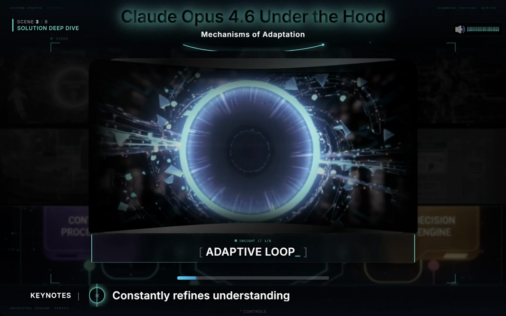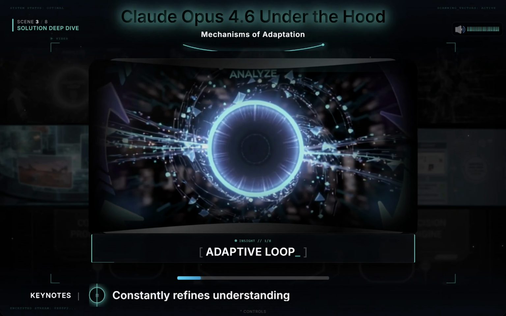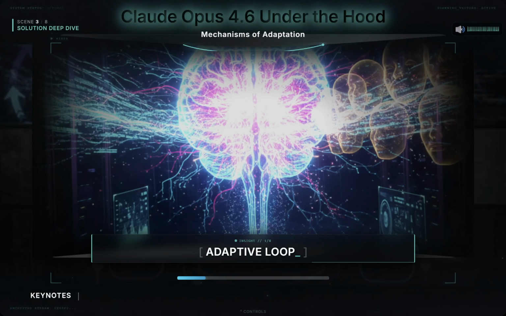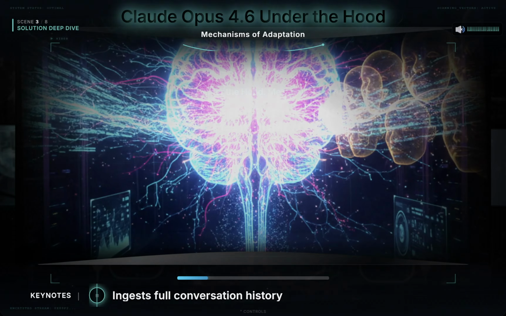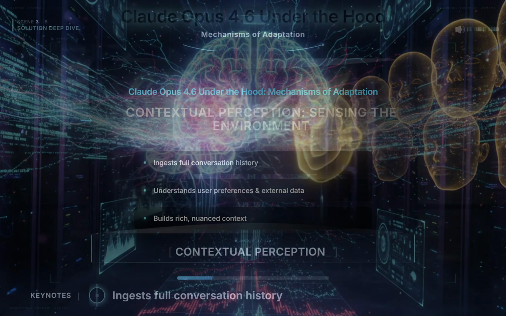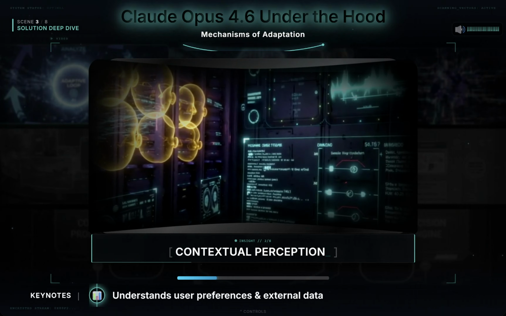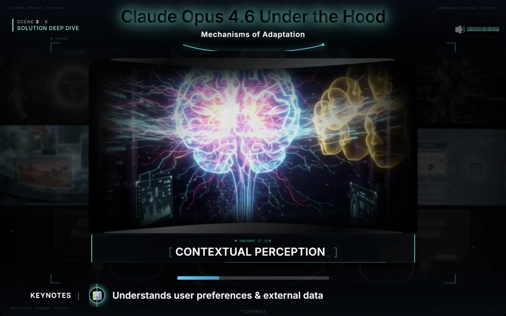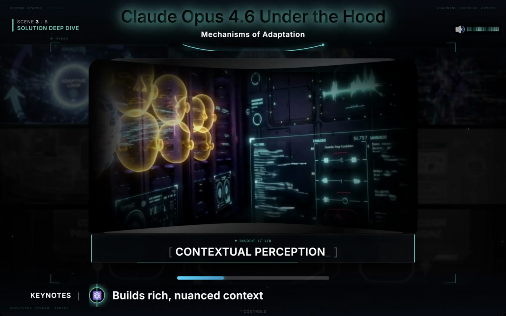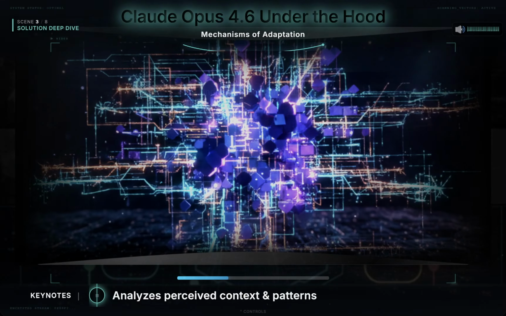First up is contextual perception. Opus 4.6 excels at taking in vast amounts of information. Not just the immediate prompt, but also the entire conversation history, user preferences, and even external data you might feed it. Think of it as having incredibly sharp senses, constantly scanning the environment to build a rich, nuanced understanding of what's happening. Next comes the reasoning engine. This is where the core computation happens. Opus 4.6 analyzes the perceived context, identifies patterns, and forms hypotheses about the most appropriate next step or response. This is where our central analogy truly shines.